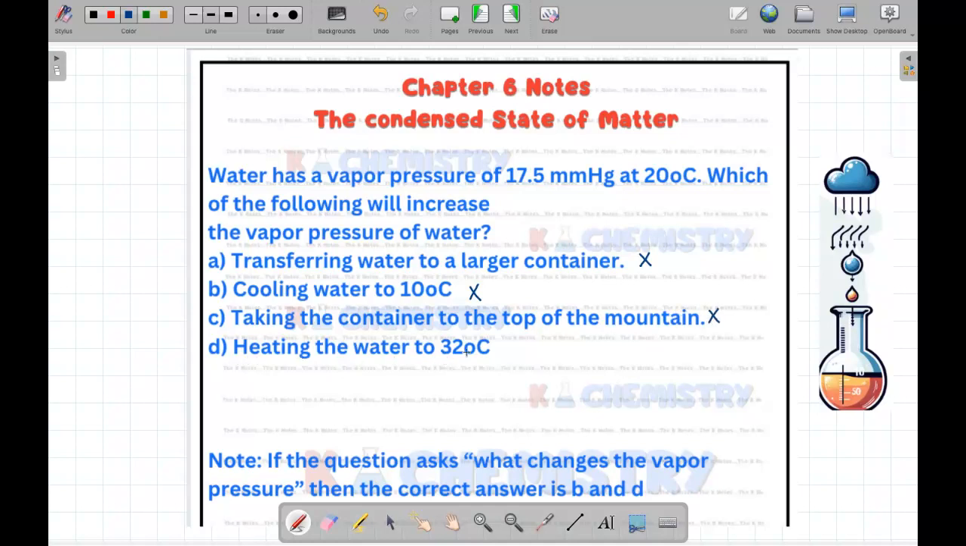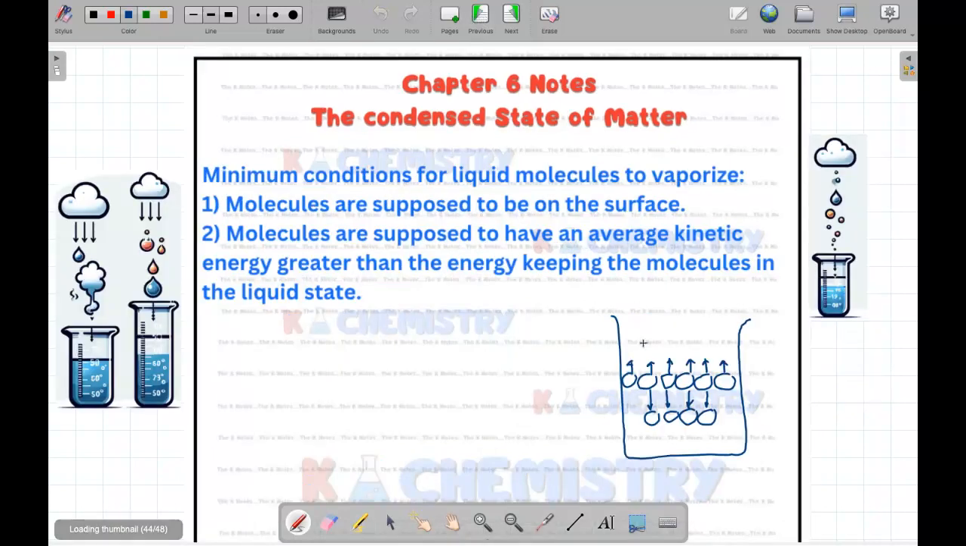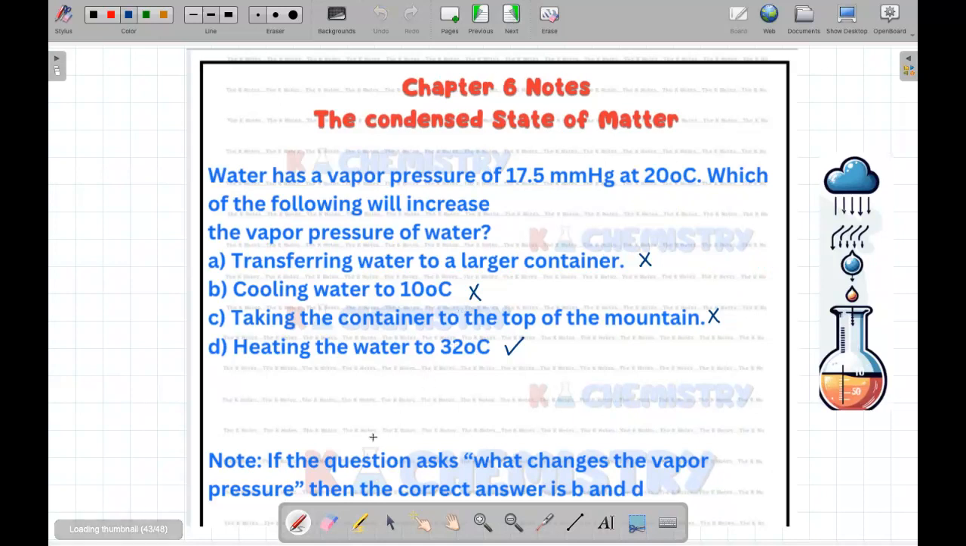Taking the container to the top of the mountain, no effect also on vapor pressure. Heating the water to 32 degrees, yes, because heating the water will make the particles try to break free, so they will change into gas particles, and then these gas particles will cause collisions with the container walls and cause higher vapor pressure. If the question asks what changes the vapor pressure, which means it did not determine increase or decrease, in this case the answer will be B and D, not only D.